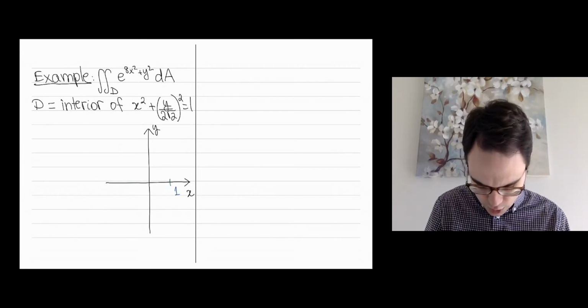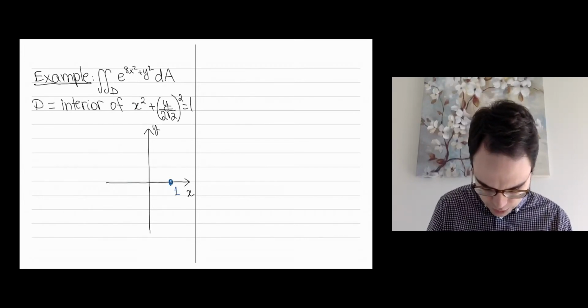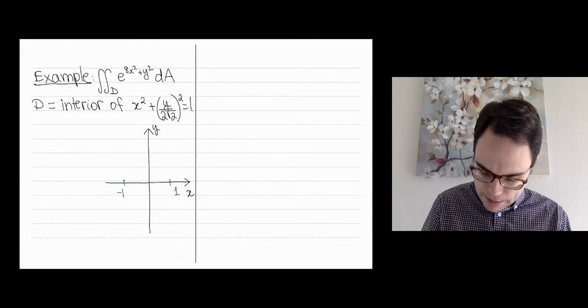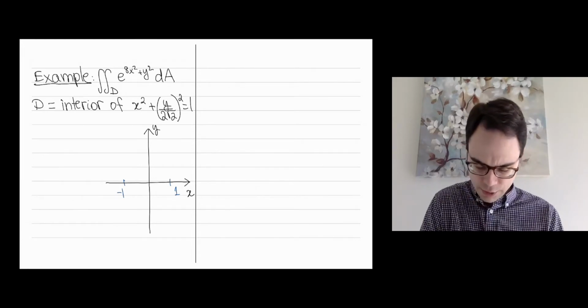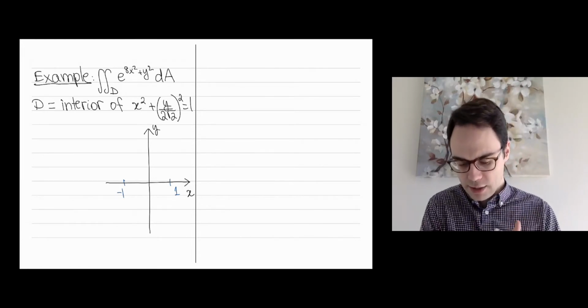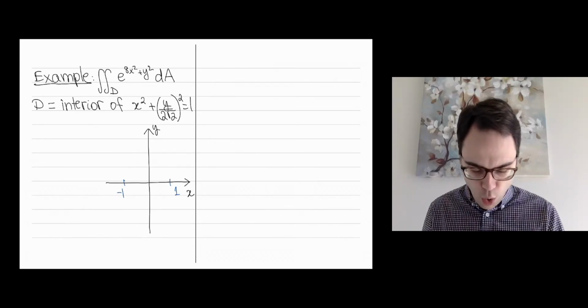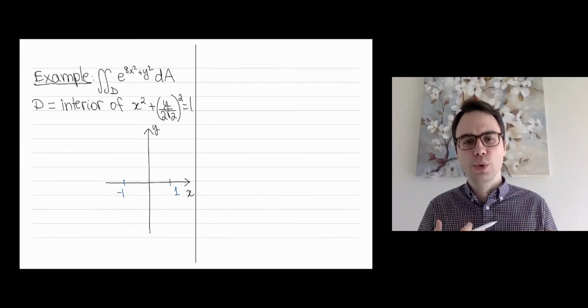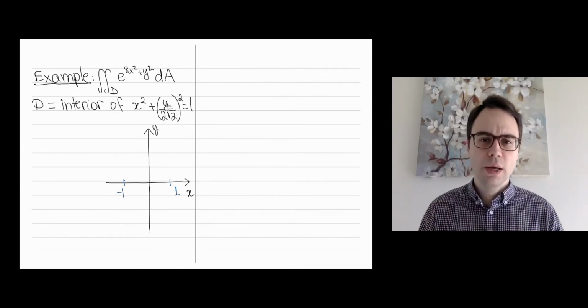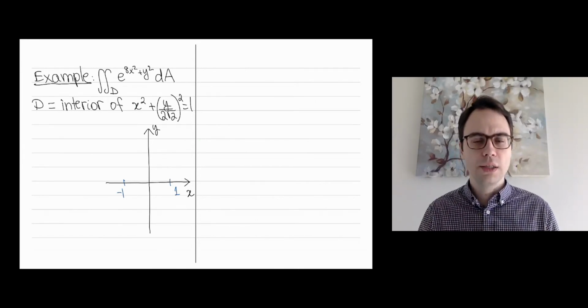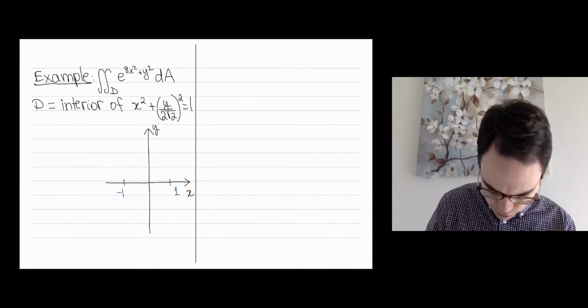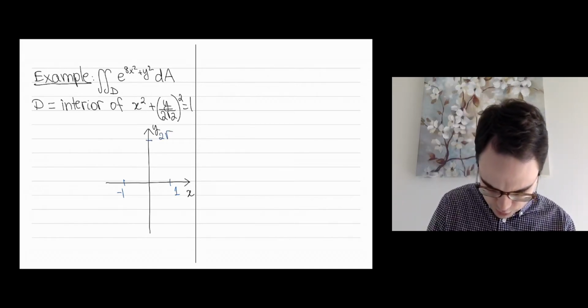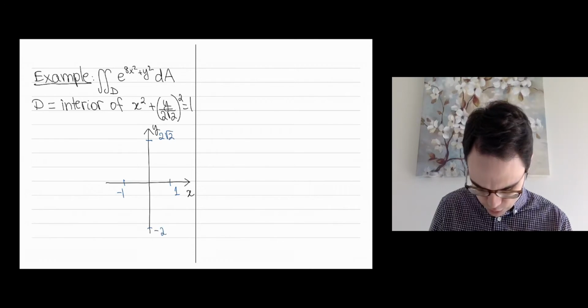So here's 1, here is minus 1. Okay? Now, on the other hand, if x is 0, then y over 2 root 2 squared is 1. So y over 2 root 2 is plus or minus 1. So y is equal to plus or minus 2 root 2. So here is plus 2 times root 2, and down here is minus 2 times root 2.